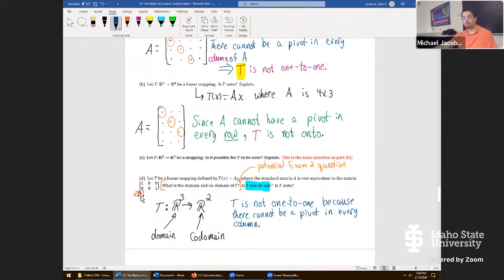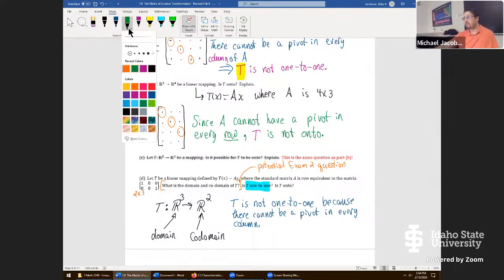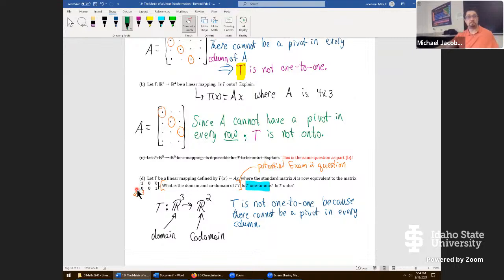And by the way, if part D was a real exam 2 question, it'd probably be broken up into maybe 2 questions altogether. I always do 20 question exams for this kind of work. And so this is a lot of stuff for just one problem, I'd say. Next, for the next part, observe we have a pivot here, a pivot here. That means there's automatically a pivot in every row. And you could say now T is onto.